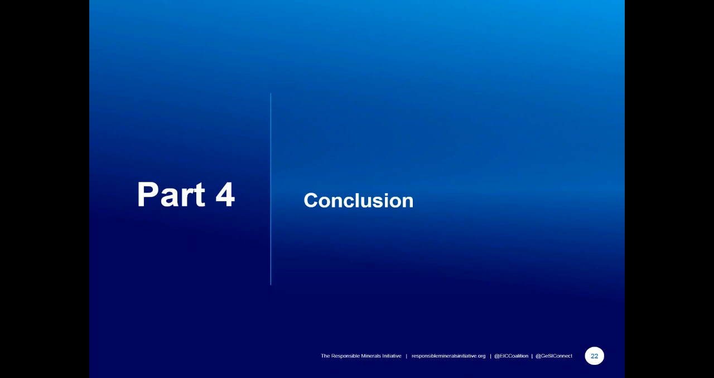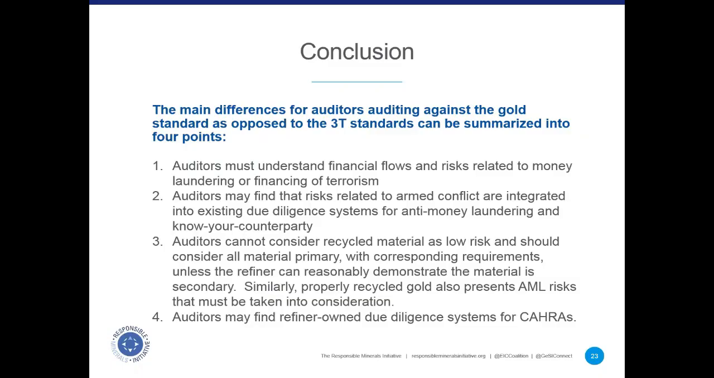There are a number of additional factors that need to be taken into account when assessing any actors in the gold refiner supply chain. While refiners remain responsible to implement due diligence, auditors need to understand the risks in the gold supply chain, as well as what constitutes sufficient management systems to assess and address those risks. The main differences for auditors auditing against the gold standard as opposed to the 3T standard can be summarized into 4 points. First, auditors must understand financial flows and risks related to money laundering or financing of terrorism. Second, auditors may find that risks related to armed conflict are integrated into existing due diligence systems for anti-money laundering and know your counterparty.